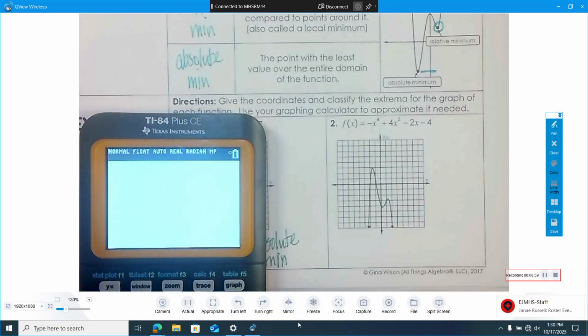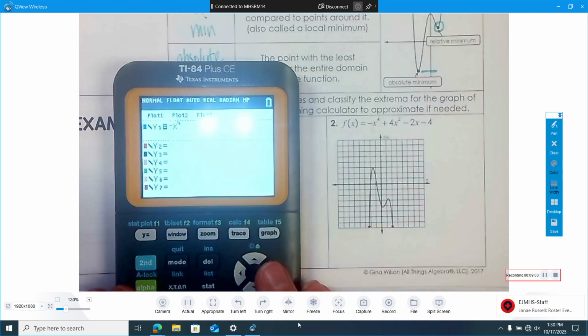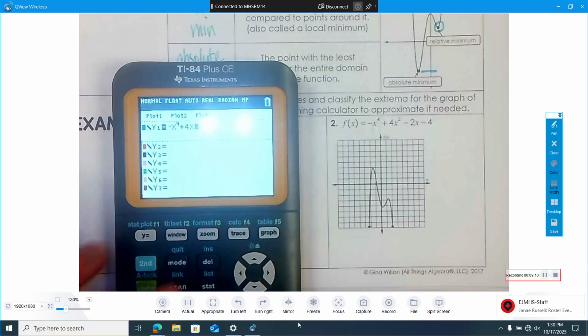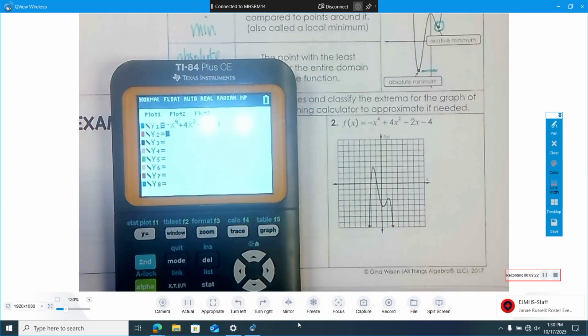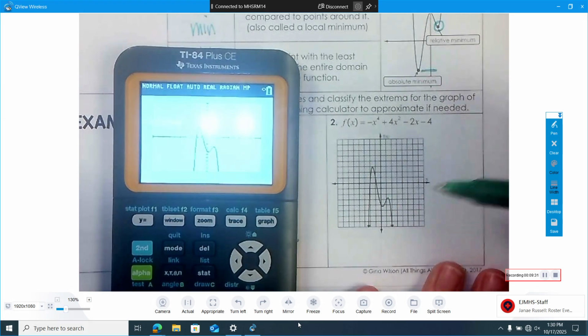So I'm going to go to my calculator, graph it out. Negative x to the 4th plus 4x squared minus 2x minus 4. I'm going to put that in my graphing calculator. And go ahead and zoom standard. Zoom standard. All right. So we have a couple of points here.